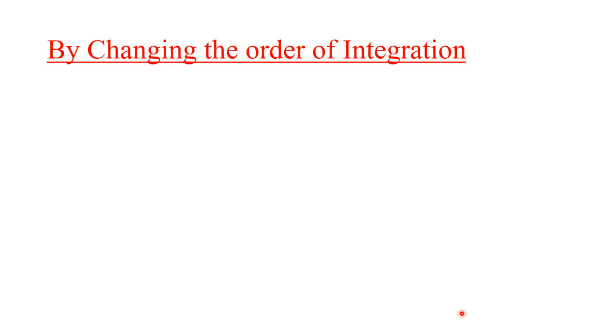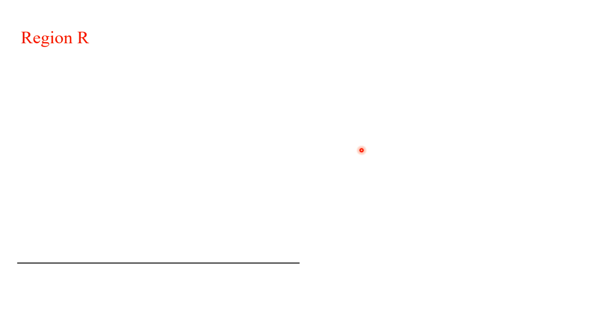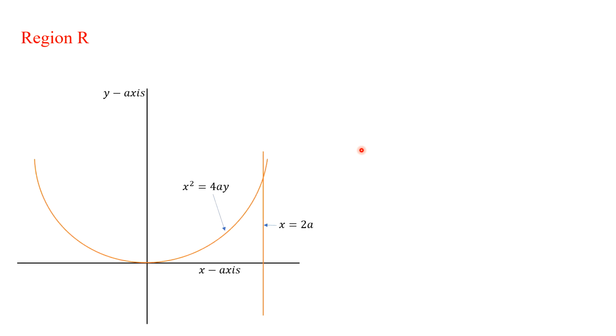Now the same example we will solve by changing the order of integration. Here we will first integrate with respect to x and then with respect to y. For this order we have to choose a horizontal strip. So this is our region bounded by these three curves. Now let us take this horizontal strip and move it from bottom to top so that it will cover the whole region R.